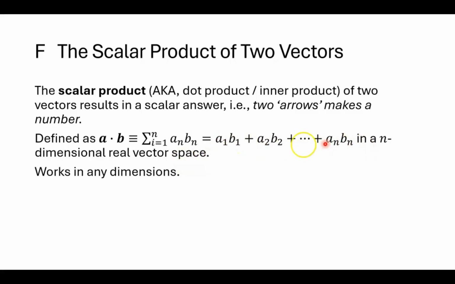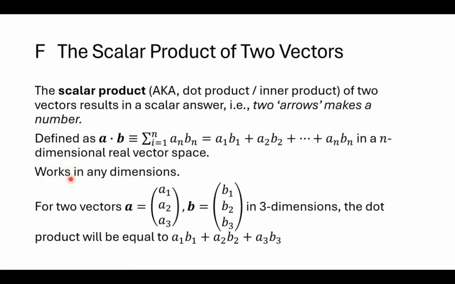So the number of terms here will be equal to the number of dimensions you are working in. And this scalar product works in any dimensions. So for example, you have two vectors in 3 dimensions, as it has 3 components here. The dot product will be equal to this formula.